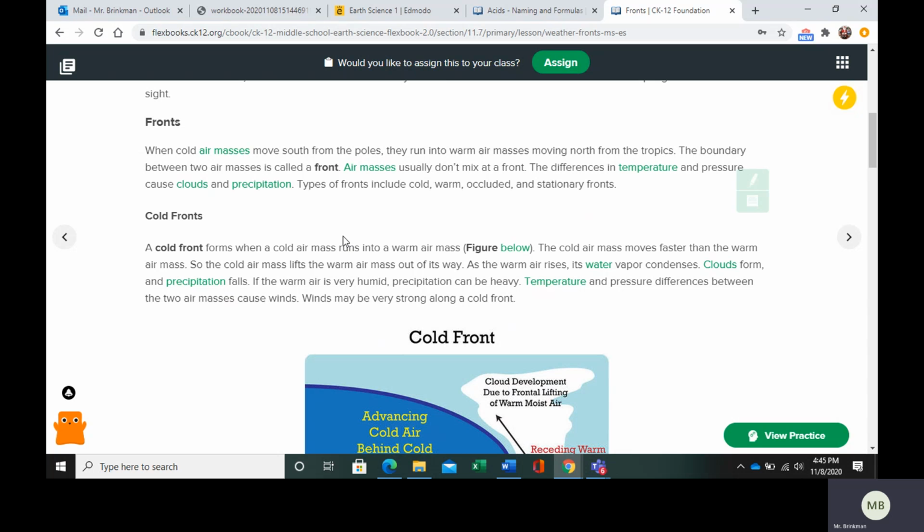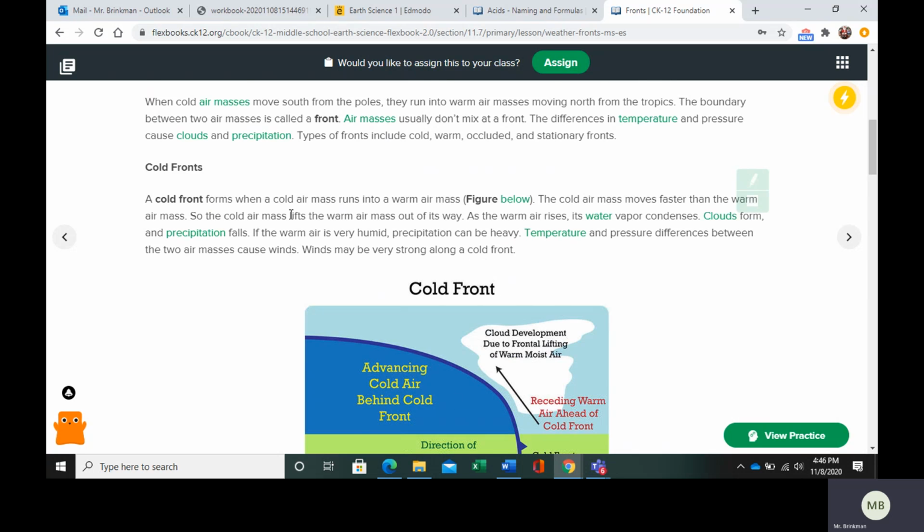So when air masses move, they're going to run into each other. So when cold air masses move south from the poles, they run into warm air masses moving north from the tropics. And the boundary between two air masses is going to be called a front. Air masses usually don't mix at a front. So because of temperature and pressure differences, they are going to cause clouds and precipitation. So we have different types of fronts that we'll talk about. We have cold fronts, warm fronts, occluded fronts, and stationary fronts.